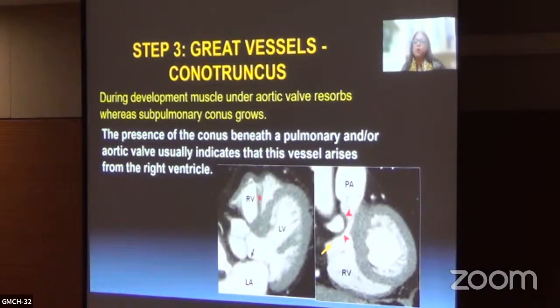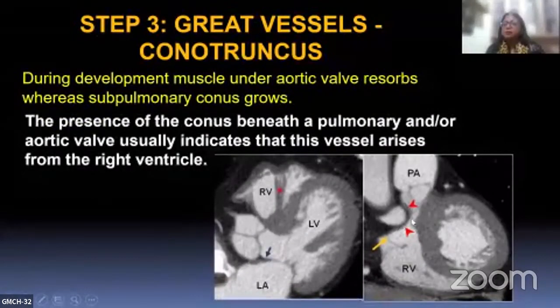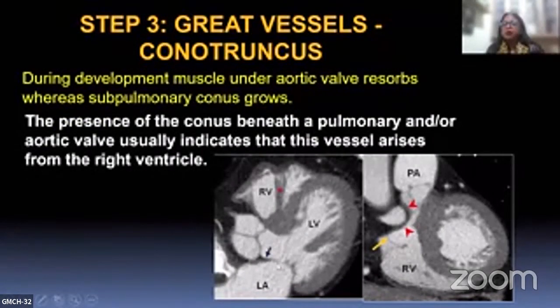So presence of conus beneath the pulmonary or aortic valve usually indicates that this vessel is arising from the right ventricle. So this is how a subpulmonary conus looks like. Normally there is no conus behind the aortic valve, so there is just a fibrous continuity with the mitral valve. Here, since there is a conus, there is continuity between the tricuspid and the pulmonary valve. So whenever we see this muscular conus beneath the pulmonary or the aortic valve, this tells us that this vessel is arising from the right ventricle.